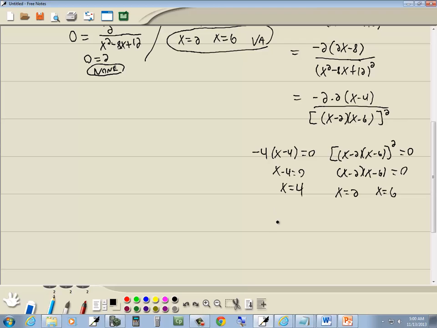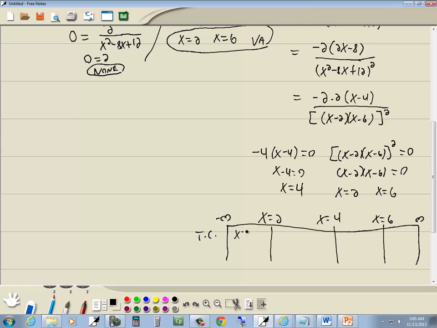Okay. Well, we're going to have x equals 2, x equals 4, and x is equal to 6. We'll build our table of intervals. We'll choose test cases. Clear over here is negative infinity. Clear over here is positive infinity. We want to choose something between negative infinity and 2, like 0. Something between 2 and 4, like 3. Something between 4 and 6, like 5. Something greater than 6, like 7.